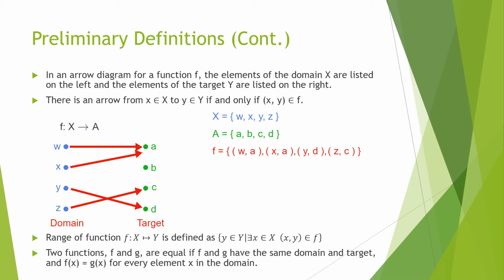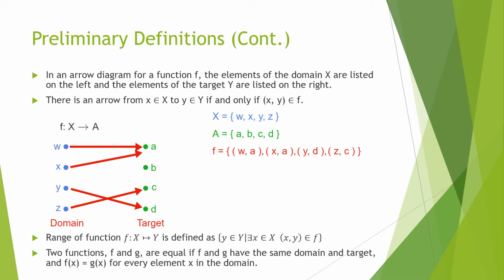The next definition in functions is this definition of range. Range of a function is not always equal to its target, but it is always a subset of the target. Range of a function f from X to Y is defined in the following way. All the elements y in the target such that there is an x in the domain in a way that x is mapped to y. So every element in the target that has an element from domain mapping to it is an element of range.